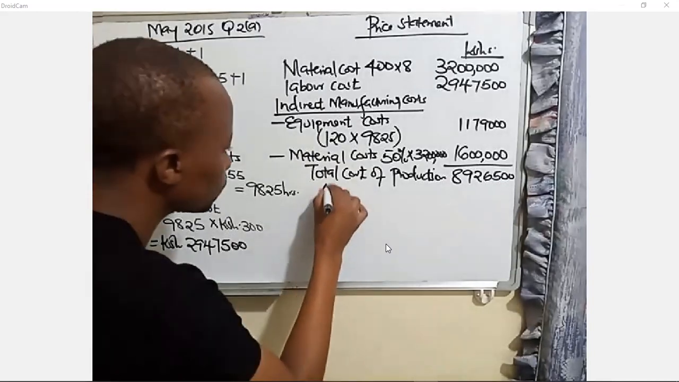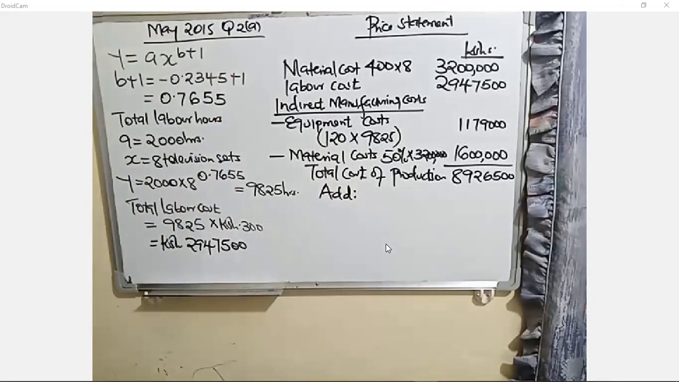We add what? Ndio tupate selling price. The margin. It's a third. 33.33% of 8,926,500, yes. Someone else. It's a third. We add a third of the total cost.